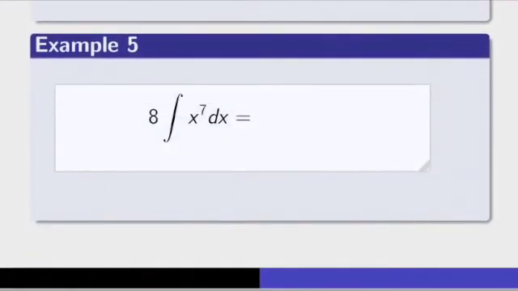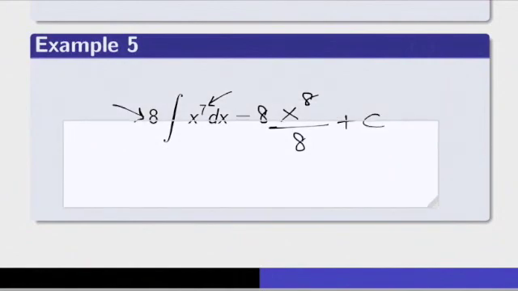Example 5. Here we have the constant outside the integral. It makes no difference if this constant is outside the integral or inside the integral. That constant remains the same. So we'll write 8. The index is 7. So we'll add 1 to the index to make it 8. Divide by the same index, the new index, which is 8. And we'll add a constant, so we can simplify this to x raised to the power 8 plus a constant.